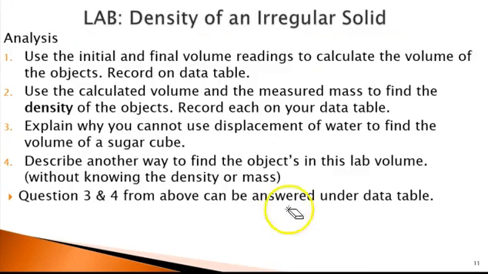Then you're going to use the initial and final volume readings off your graduated cylinder to figure out the volume. You're going to record that on your data table, and you're going to use these calculated volumes to measure the density of your item by taking mass divided by volume. Record all of your items onto your data table. And then you're going to answer these questions.